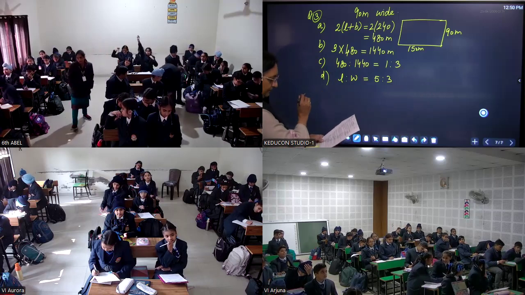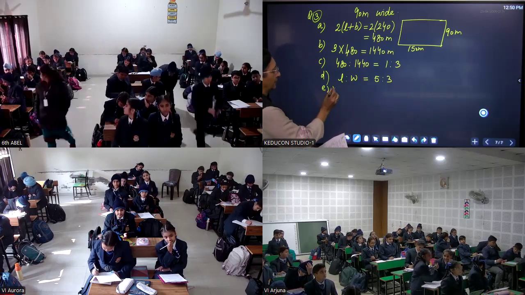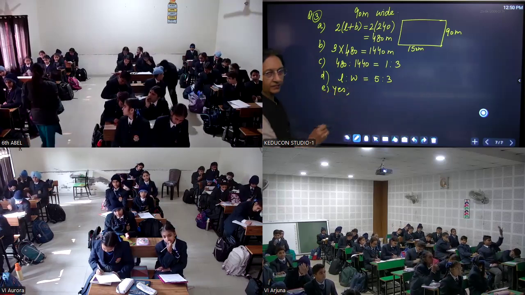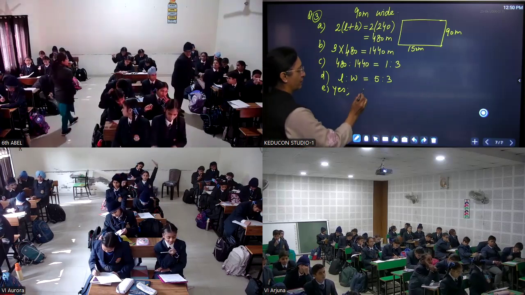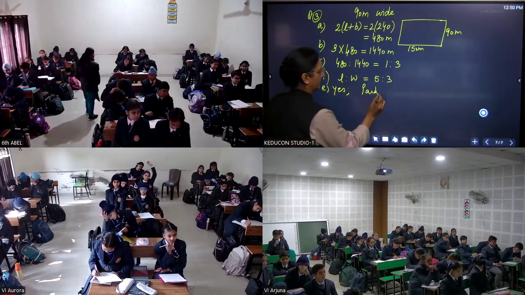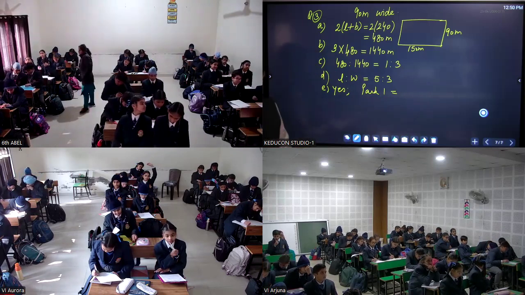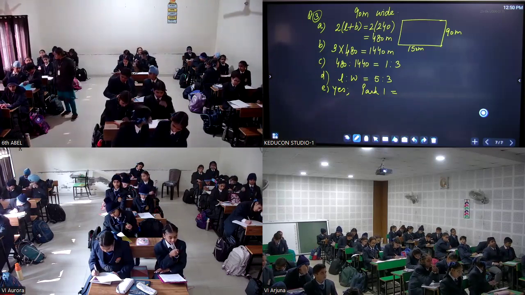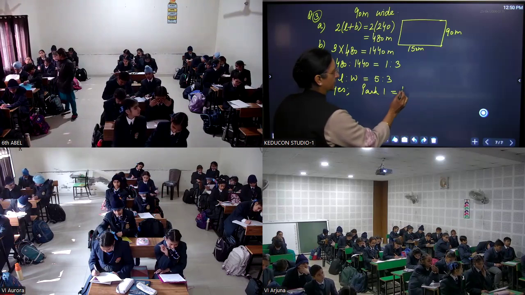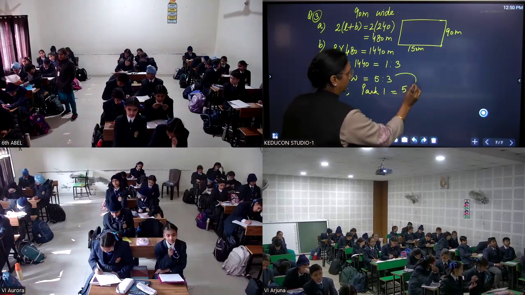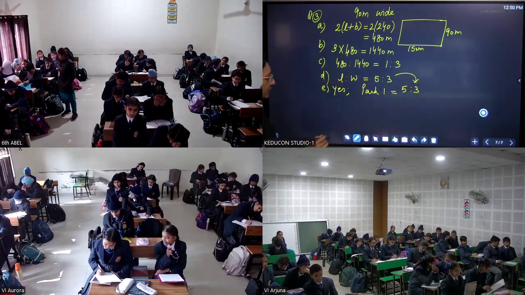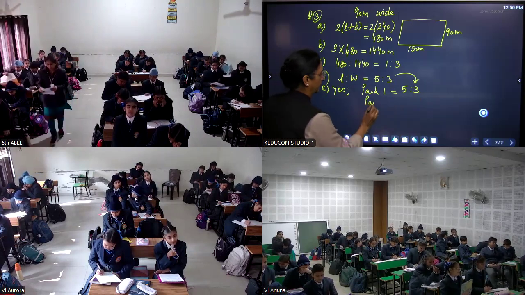Ma'am, yes. How? How yes? Please tell me. What is the ratio of Park 1? 5/3, and the second also 5/3. You know, in part D the ratio was 5:3. Just now you calculated it in part D. And for part E you can also find it by calculating.